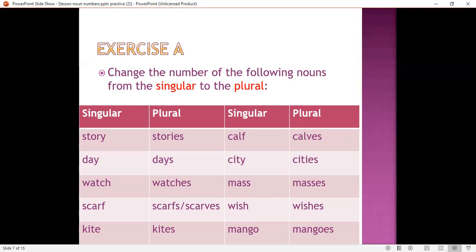Cities. Very good. Next word is mass. Mass has double s in the end, so we will add es. Masses. Wish. Wish has sh in the end, so we will add es and it will become wishes. Mango. It has o in the end, so we will add es. Mangoes.